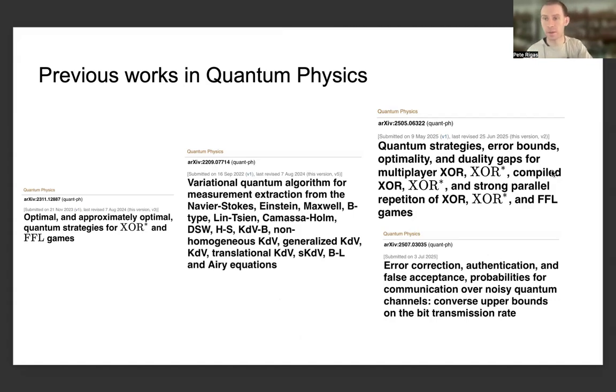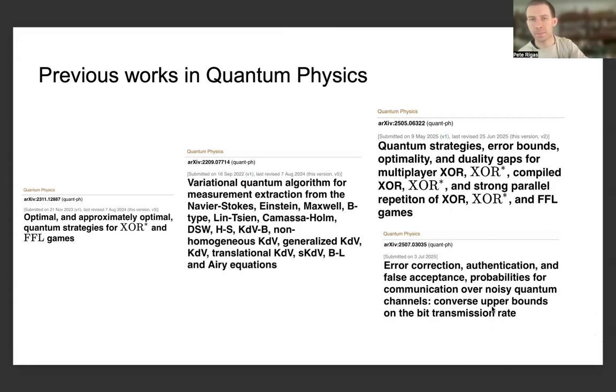And more recently this year, I've been looking at quantum games in the multiplayer setting and relating that to transmitting classical bit information over quantum channels. That's relating to this first work, which is Quantum Strategies, Error Bounds, Optimality, and Duality Gaps for Multiplayer XOR, XOR star, Compiled XOR, XOR star, and Strong Parallel Repetition of XOR, XOR star in FFL games. And then this is the second paper that's more recent, from a couple of weeks ago.